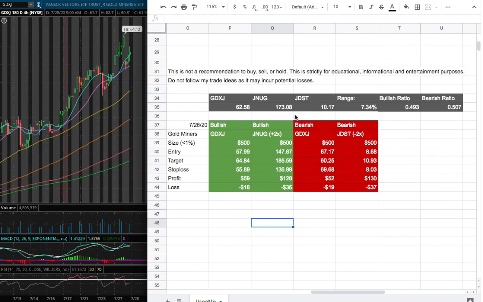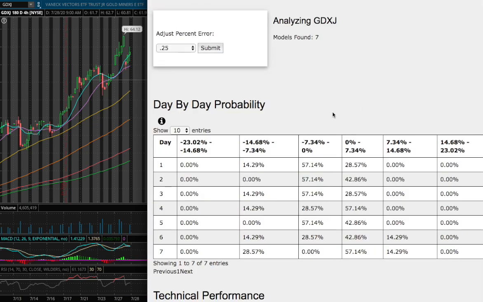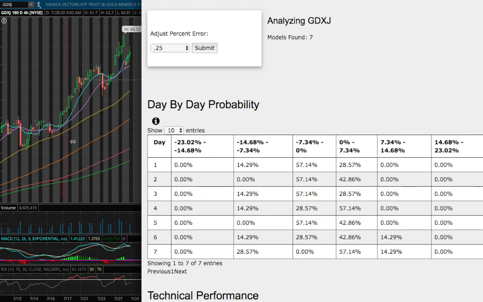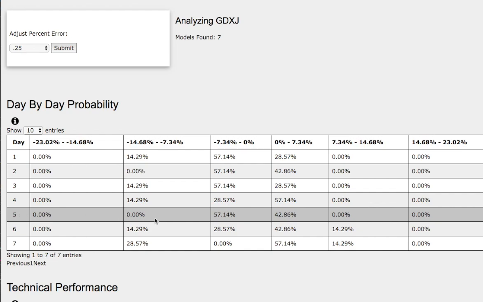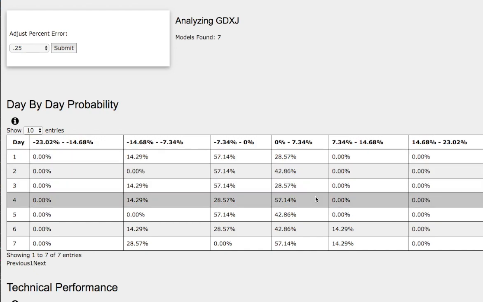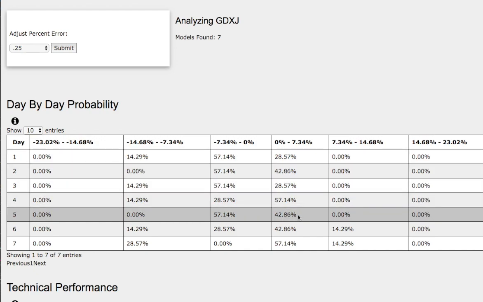And how did I develop these trade ideas? I used the range and the bullish and bearish ratio that comes from the day-by-day probability model. So right here, as we progress to, say, the 5th day or a week of trading, we have a 57% chance for GDXJ to fall between 0 to -7%. And to the upside, we have a 43% chance for it to climb between 0 to 7%.